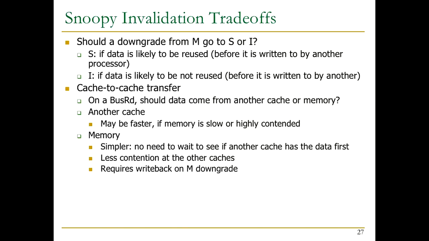If you get it from memory, it's simpler. Basically, you send out a request directly to memory before waiting to see if another cache has the data first. Maybe you have some other path. And this also creates less contention at the other caches. But if you want to get it from memory, this requires a write back when you have a downgrade from the modified state. So basically, that's this side over here. When you go from modified to shared, do you really need a write back? This depends on whether you're getting the data from memory.